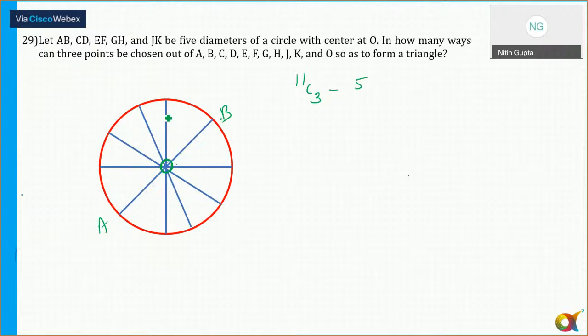Similarly, like C, O, D, if I select these 3 points, C as well as O as well as D, I'll get a straight line, not a triangle. So subtract 5. So what is this value? 11C3 minus 5. This is the answer here. So 11C3 minus 5 comes out to be equal to 165 minus 5, which is 160. And that is the answer. Any doubts now? Please respond. No. So can we move to the next question?